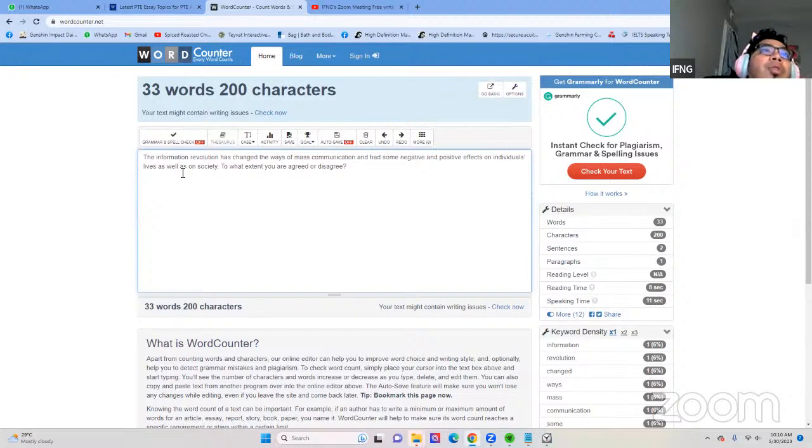The information revolution has changed the ways of mass communication and had some positive and negative effects on individuals' lives as well as on society. To what extent do you agree or disagree? So basically, this is the same thing that you would get in IELTS, right? Usually, they ask to what extent do you agree or disagree with this statement.